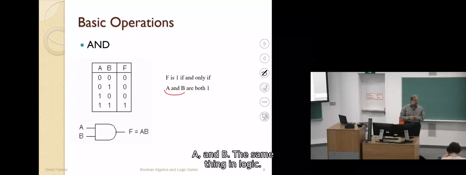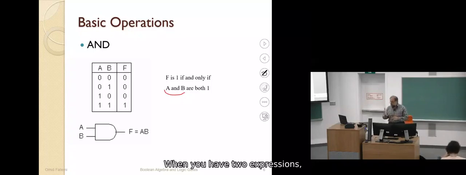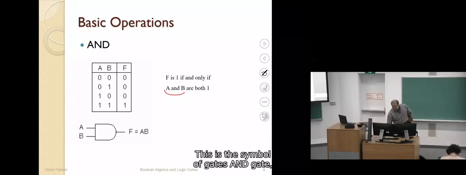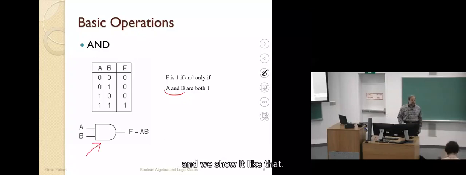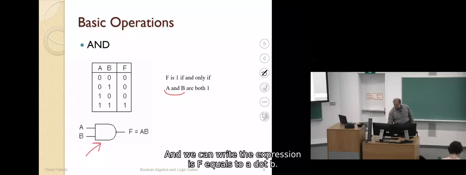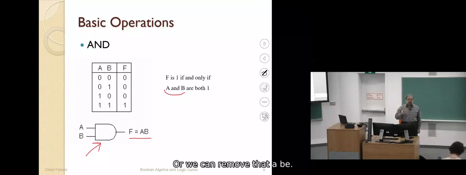A and B, the same thing as in logic. When you have two expressions and you combine them, the result would be true if both of them are true. If one of them is false, then the result would be false. This is the symbol of the AND gate. We show it like that. And we can write the expression F equals A dot B, or we can remove the dot: AB.